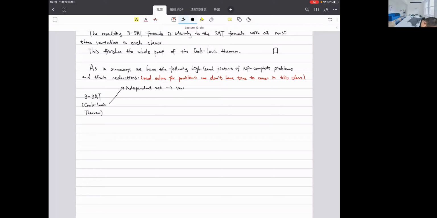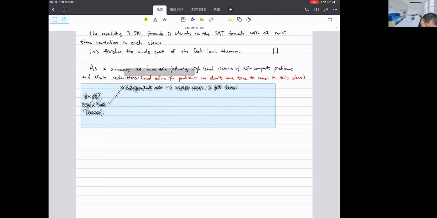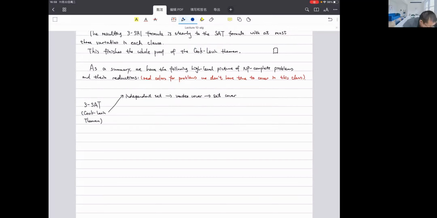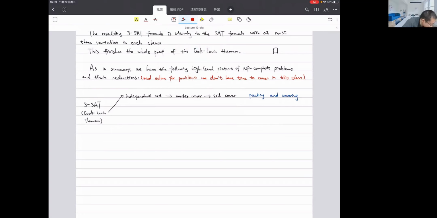then the vertex cover problem, and then the set cover problem. This group of problems is typically called packing and covering. And we have some other chains of NP-complete problems. For instance, in some graph problems, there is the directed Hamiltonian cycle problem, and also the Hamiltonian cycle problem.